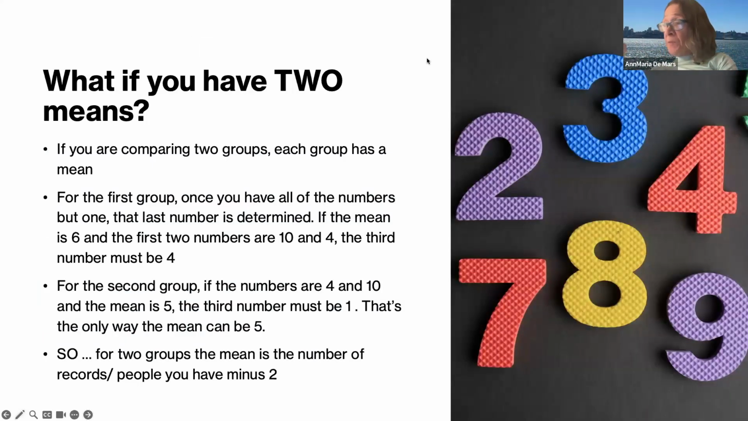If you're comparing two groups, each group has a mean. For the first group, once you have all the numbers but one, that last number is determined. If the mean is 6 and the first two numbers are 10 and 4, the third number must be 4, right? Because 18 divided by 3 is 6. Can't be anything else. For the second group, the numbers are 4 and 10, and the mean is 5. Then the third number must be 1. That's the only way you can get a mean of 5. So for two groups, the degrees of freedom is the number of records or people or whatever you have minus 2.